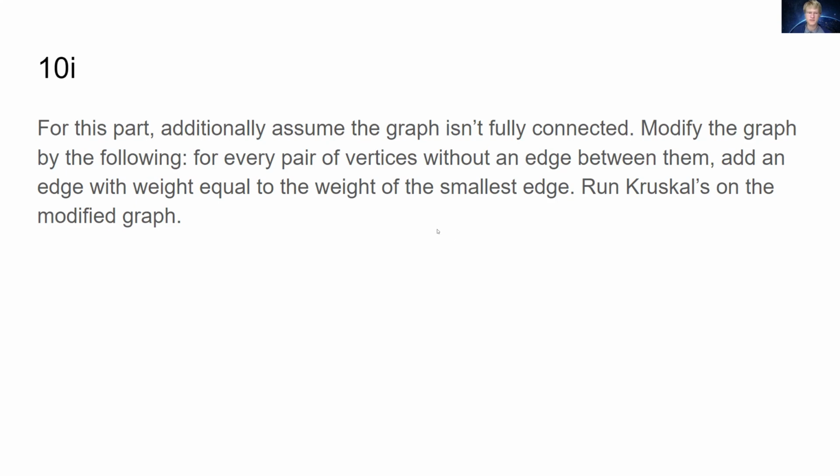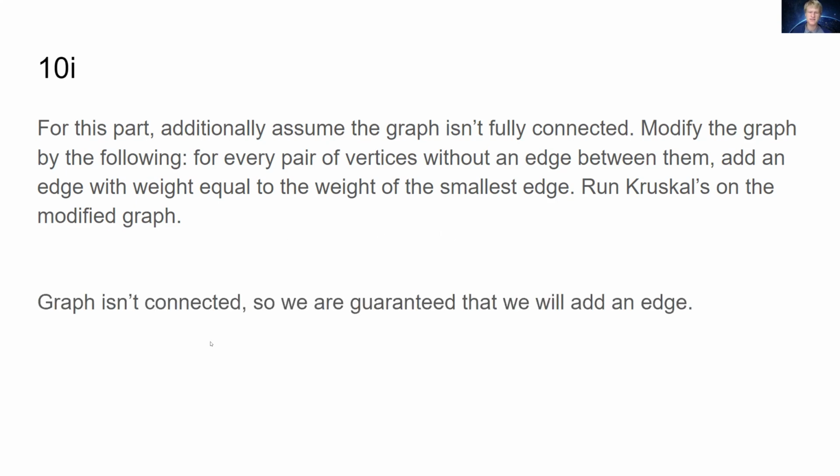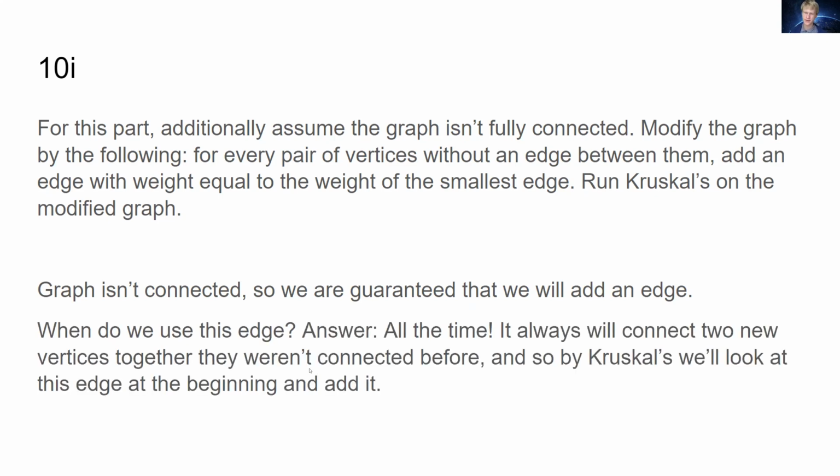Okay, so let's think about it. So the graph isn't fully connected, so we're guaranteed that we're going to add at least one new edge. By the way, I should mention, this problem reduces down to: are we going to use any of these new smallest edges? Is there a scenario in which we won't use them? So the question is, do we have to use that one new edge? Well, when do we use it? The answer is always, because it always will connect two vertices together that weren't directly connected before.